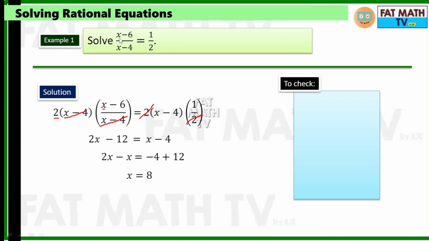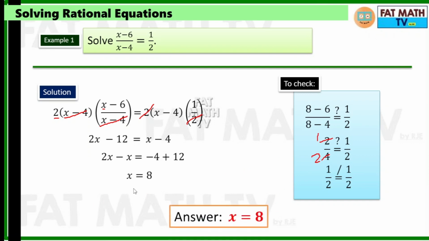Let's substitute 8 for x. We will have 8 minus 6 over 8 minus 4. Is that equal to 1/2? We replaced x with the value that we got. 8 minus 6 is 2, and 8 minus 4 is 4. Is that equal to 1/2? Yes, you can simplify 2/4 by dividing both the numerator and denominator by 2, and you will get 1/2. So indeed, this value 8 is a solution, since it satisfies the given equation.